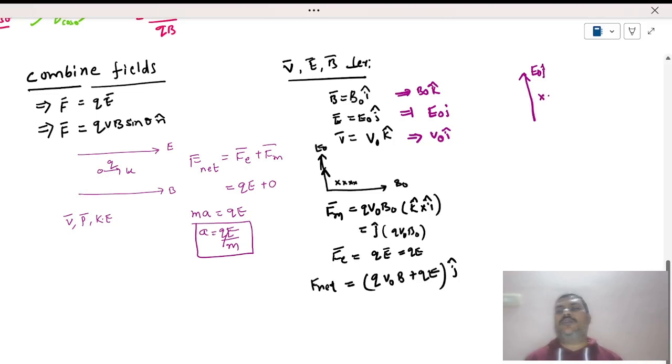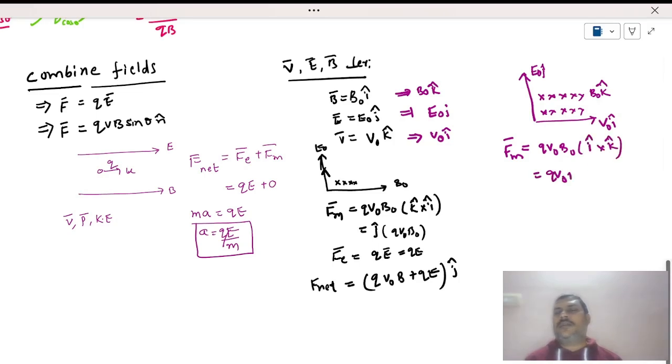Now the field is into the page, perpendicular direction into the field, and the particle is projected along the I cap, V naught I cap. So here B is equal to B naught K cap. It experiences two forces again. The magnetic force is Q V naught B naught into V bar cross B bar, that is I bar cross K bar, so that is equal to Q V naught B naught into minus J cap.